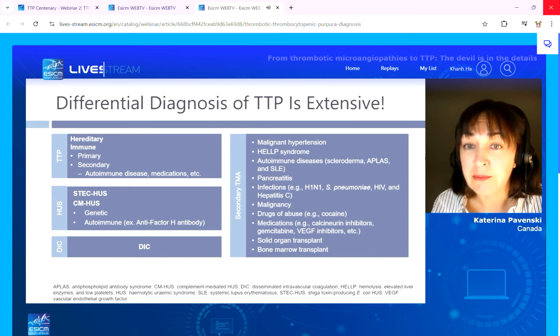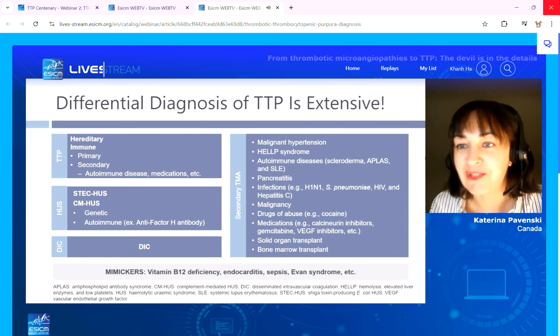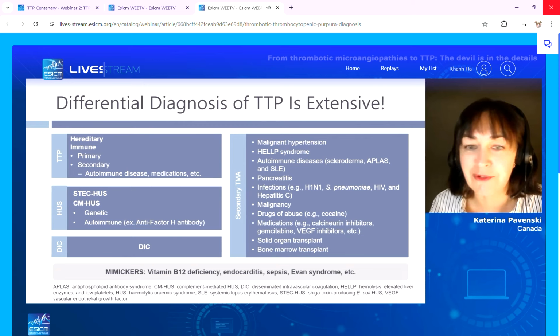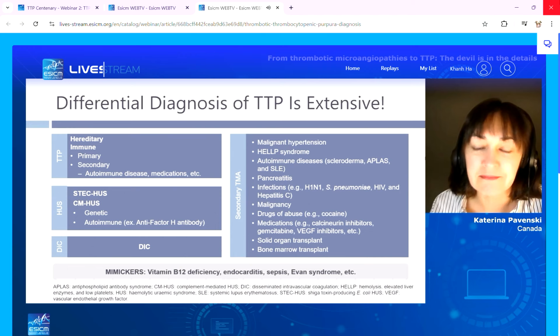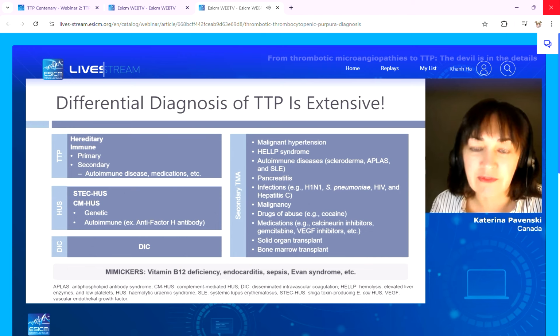To make matters even more complicated, there are a number of conditions that are not TMAs, but can appear as TMAs based on some common features. So, for example, vitamin B12 deficiency can present with very significant anemia, thrombocytopenia, and very impressive markers of hemolysis. Sepsis can have a lot of features suggestive of TMA as well.